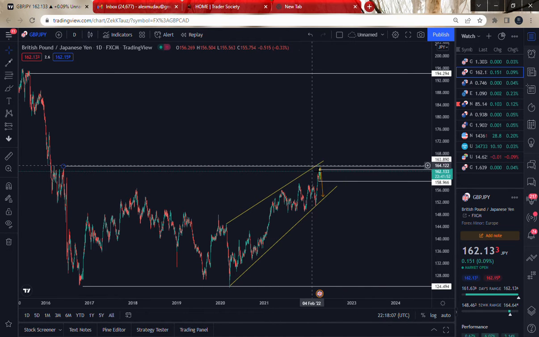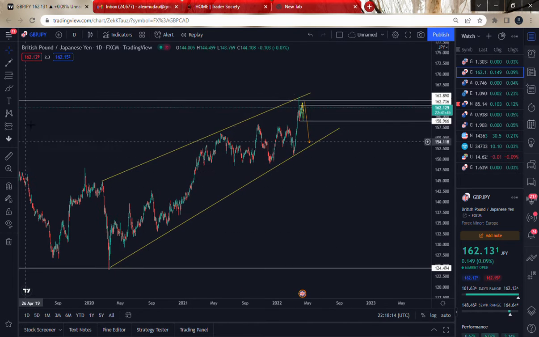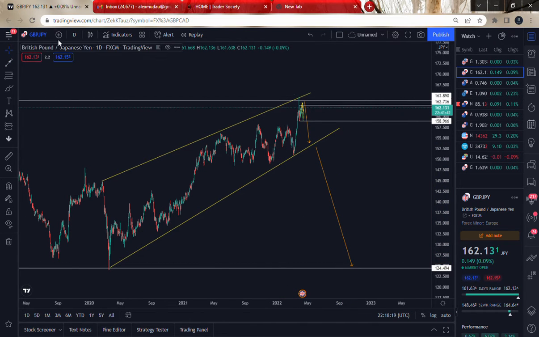Then here we had this ascending structure. We had the 1, the 2, the 3. So this is the third touch there. And then now we will be anticipating a move all the way to the downside. If it breaks here, we can be anticipating a move all the way to the downside.